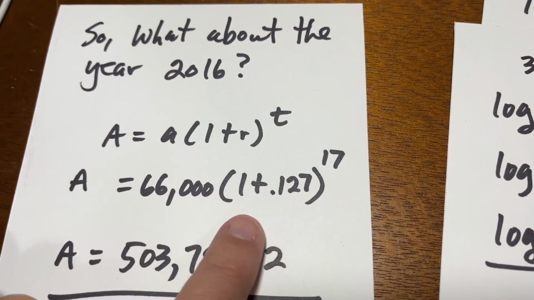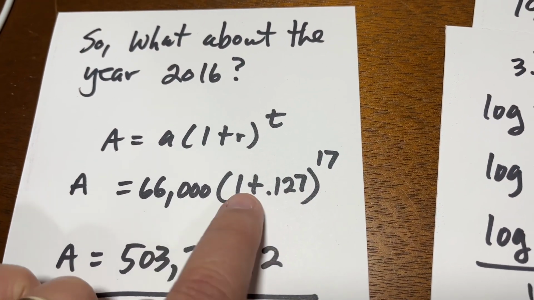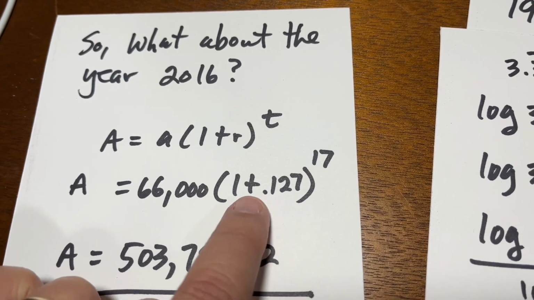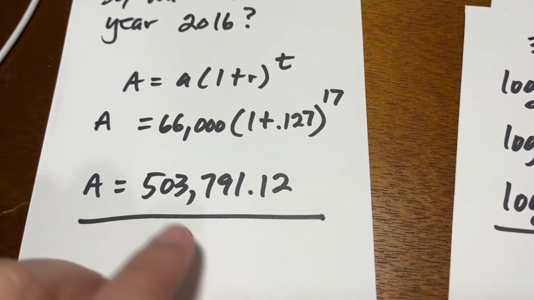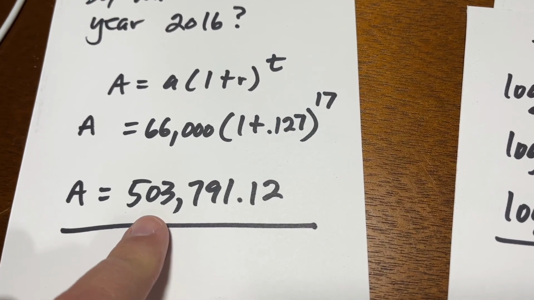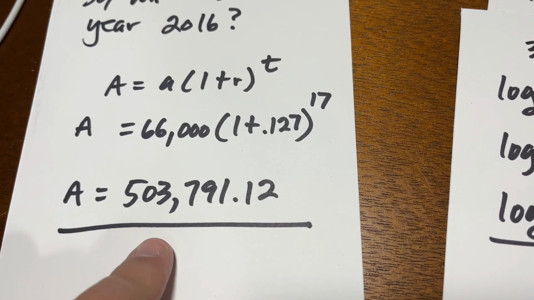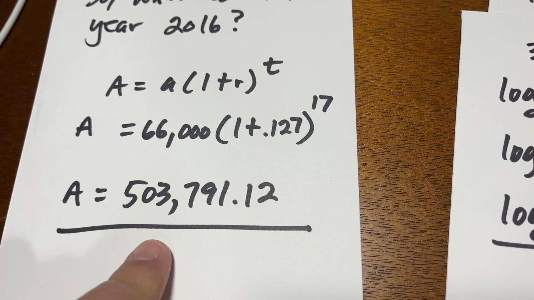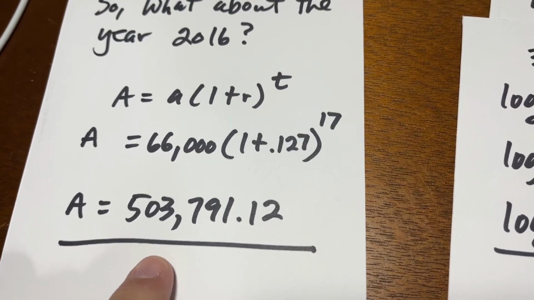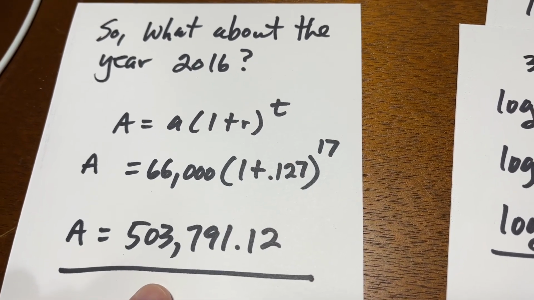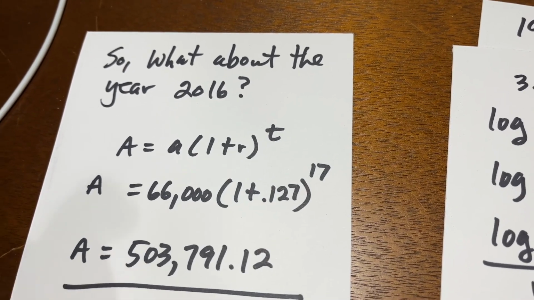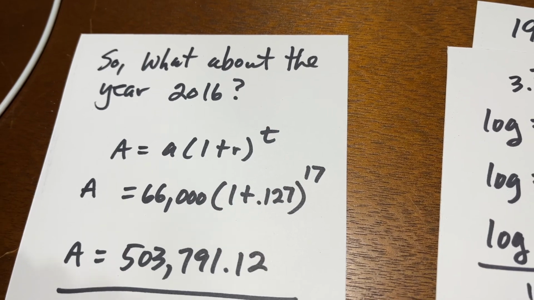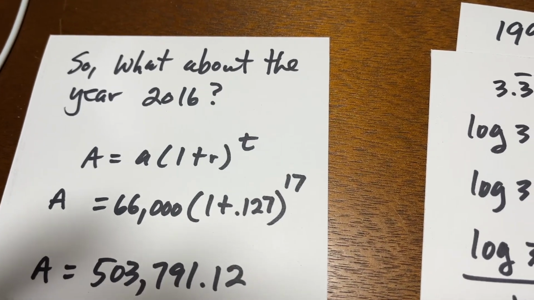So you do this on your calculator. So 66,000 times 1 plus 0.127 in parentheses raised to the 17th power is 503,791.12. So over $500,000. So very expensive. So that's how you do a word problem that involves exponential growth. So that's an exponential growth function as a word problem.